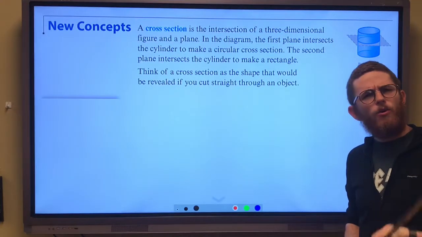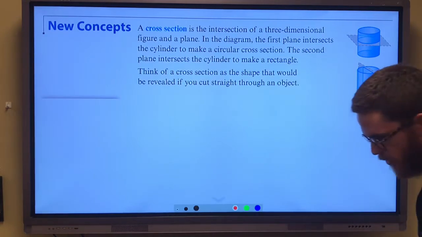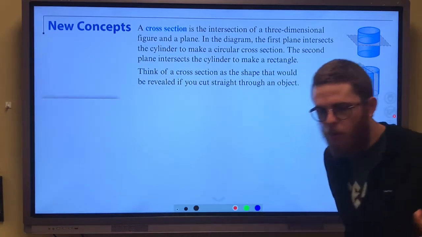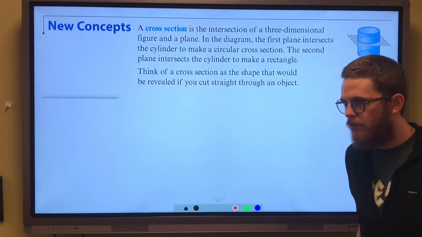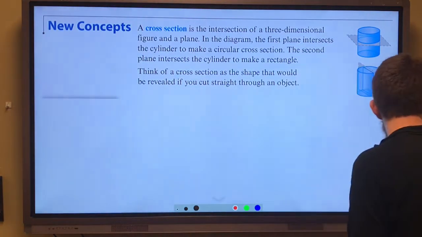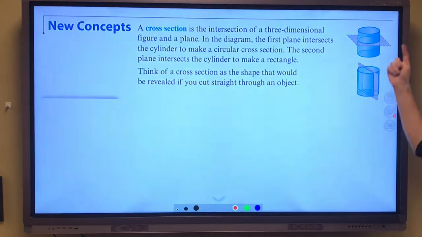Well, we're looking at cross sections. Now, a cross section is when we've taken a solid, a three-dimensional figure, and we are intersecting it with a plane. That's what a cross section is. So we can see some examples over here where we took a cylinder and cut it through with a plane and made a circle.